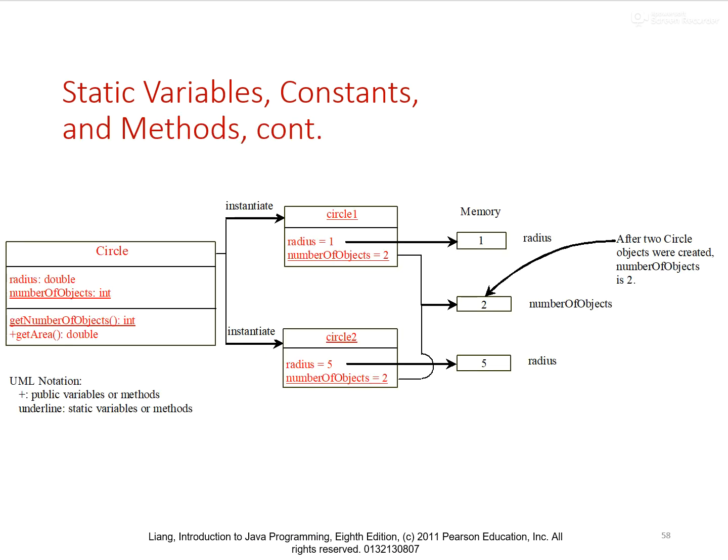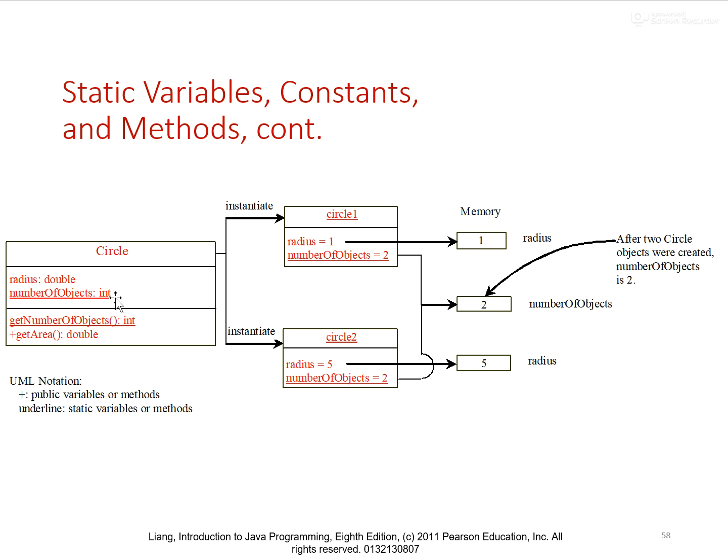Take a look in your slides. There's a visual explanation of how static variables work. So in this one, there's this class circle. You can see that in this UML class diagram of this circle class, number of objects, an integer, is underlined.